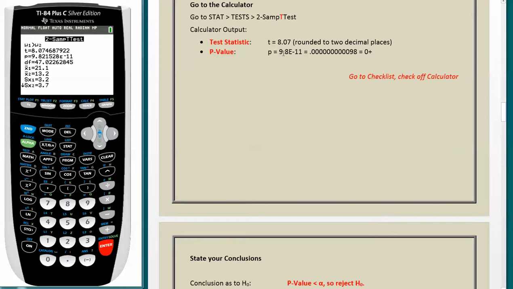That means we take this decimal point right here between the 9 and the 8, and we move it 11 places to the left, which gives us a decimal point, 10 zeros, and then the 98. In other words, this is really, really, really close to just 0. So I'm just simply putting it here as 0 plus. So our p-value is 0 plus. Now we can check off the calculator and we're ready to go to our conclusions.